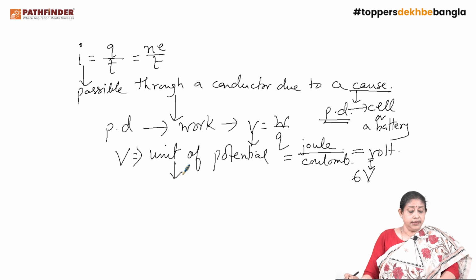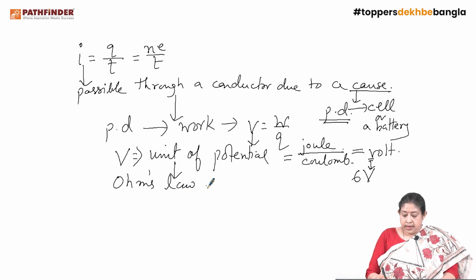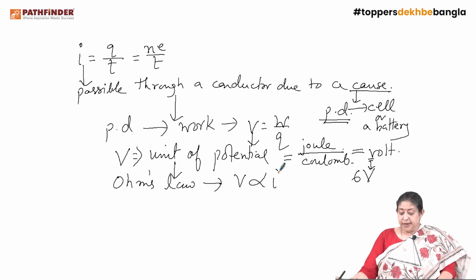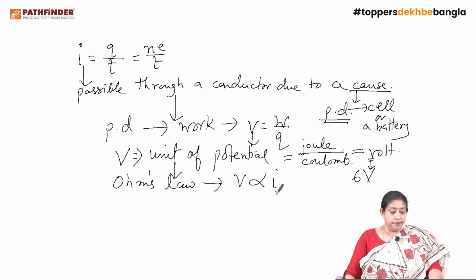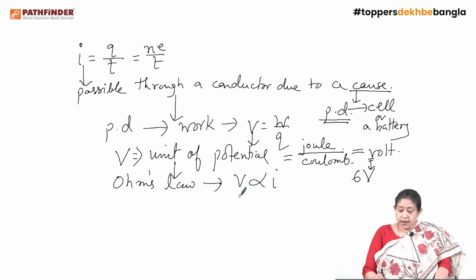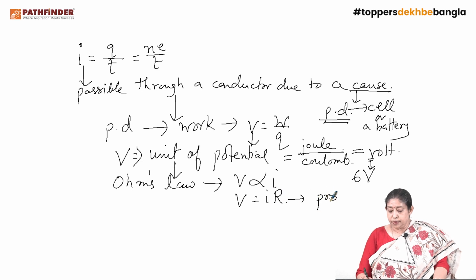Again, we move to another correlation between the cause and the effect, which is given by Ohm's law. So Ohm's law gives us that V is proportional to I. That means if the cause increases, the effect also increases, and vice versa. So from the proportional relation, we write it in the form of an equation which is V is equal to I into R. So this R is taken as the proportionality constant or constant of proportionality.